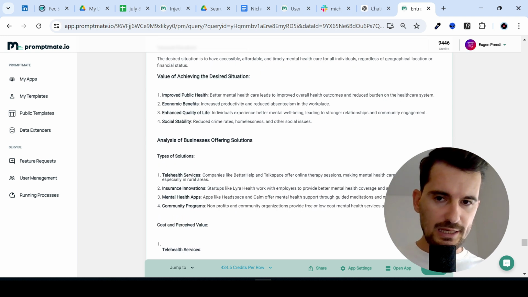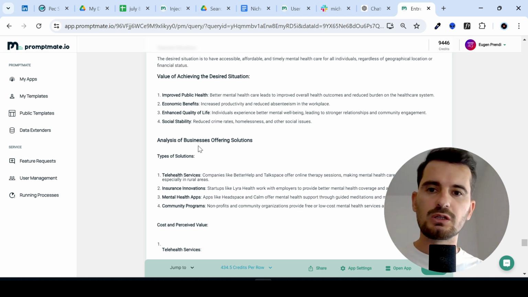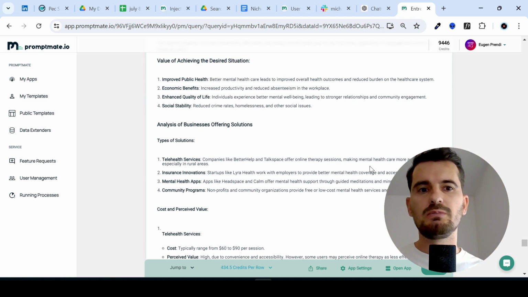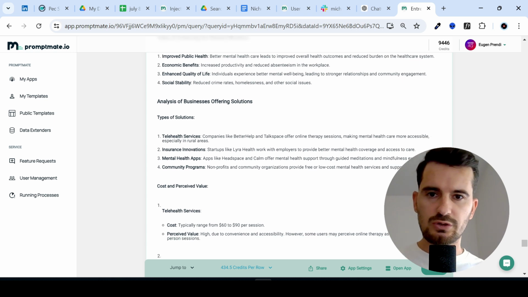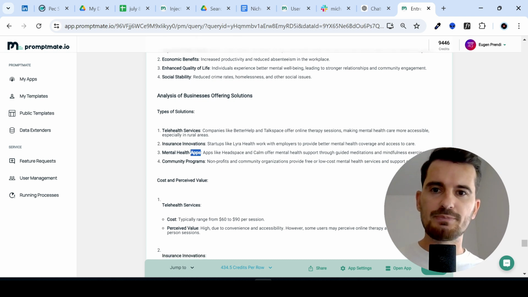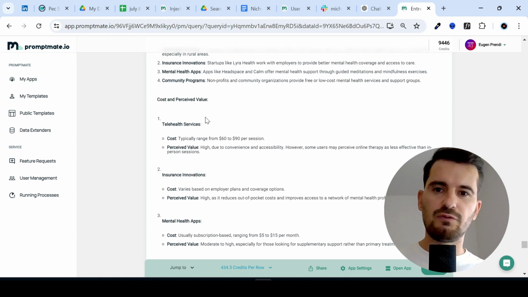Now it also tells you a little bit of analysis based on Google search results, again, in terms of businesses that already participate in this market. So the number one is telehealth services. Companies like BetterHelp or Talkspace offer online therapy sessions, making mental health care more accessible, right? And then you've got insurance innovations. Startups like Lyra Health work with employers to provide better mental health, etc. And then mental health apps and community programs, right? And then it gives you the cost and perceived value.